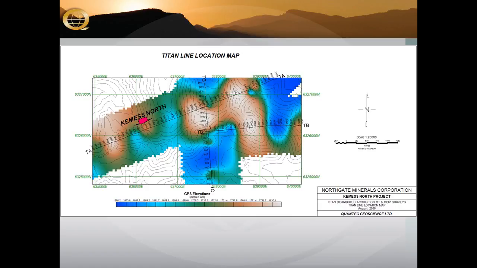So we'll be looking at three of the lines that were completed. There were more lines completed through the survey area. This line is TA here. This line is TB, and this line is TC.